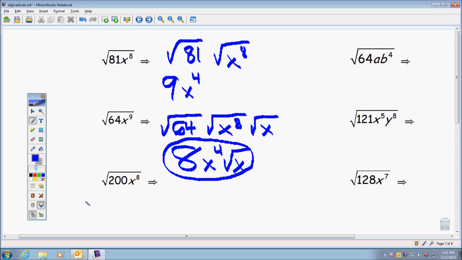All right, I can fit this in. 200 is going to become radical 100 and radical 2, right? 100 times 2 is 200. And then x to the 8th. Okay, so that's going to become 10. Sometimes in class, I'll cross them off as I go. Pull out the even ones first. That's 10. Skip that one. That's 4. Half of 8 is 4. So 10x to the 4th.